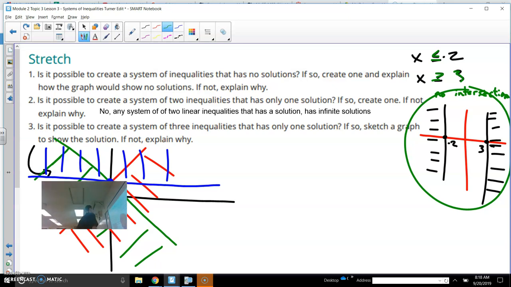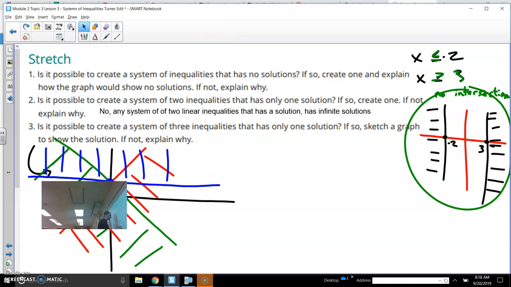Is it possible to create a system that has only one solution? No. If it only has 2 lines, if they cross, you're going to end up with infinite points, not just this one point. So that's not going to be possible. And then the third one says, is it possible to do it with 3?